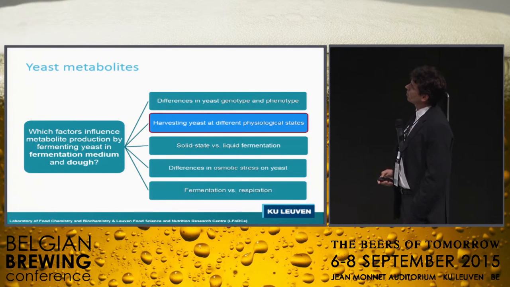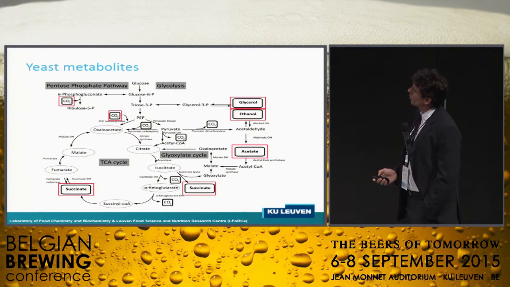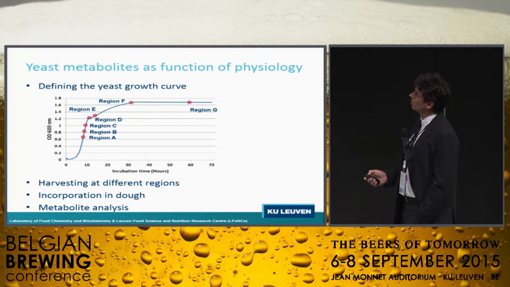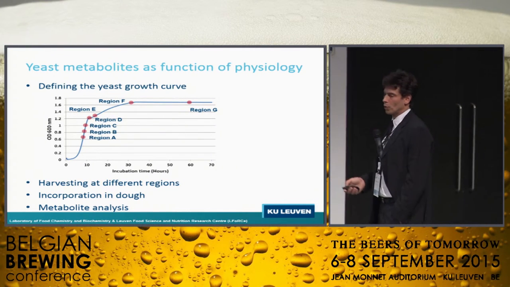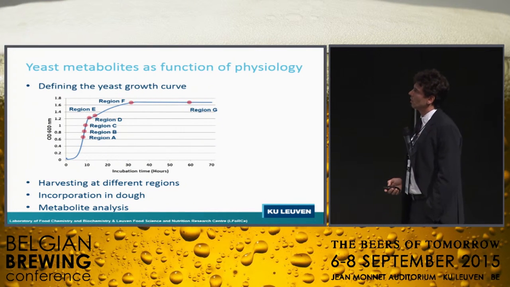First thing that we tried, look at different physiological stages of the yeast. So I'm going to skip this. So what we had is the typical yeast growth curve. We said, okay, we're going to harvest yeast in each of these regions. Exponential growth, diauxic shift, post-diauxic shift, early stationary phase, and later stationary phase. Harvest, incorporate in dough, and then see what metabolites we would get out in dough and in medium.